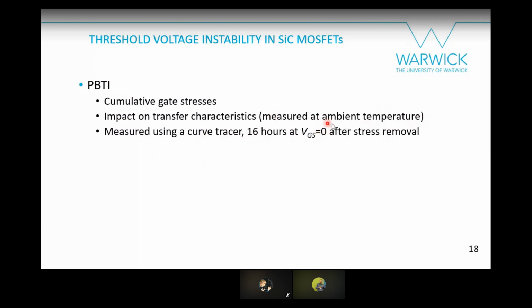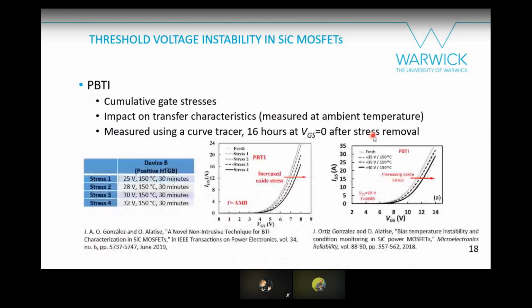The device was biased with a gate-source voltage of 0. So once we know that we are only going to characterize the permanent shift, we tested different devices. If you increase the stress, 25, 28, 30 minutes, 30, 32, you can see how increasing the oxide stress shifts the voltage up. This is PBTI. And the other device, we did 35 and 40, and you also see a positive shift. So this is a permanent shift after this long recovery time, or I would say a more permanent shift.